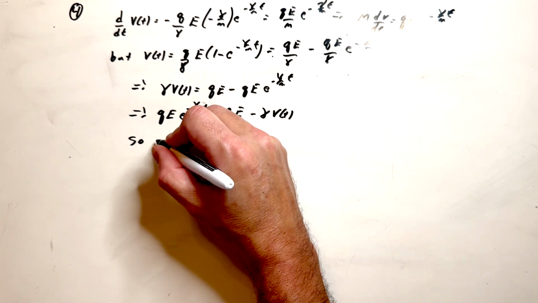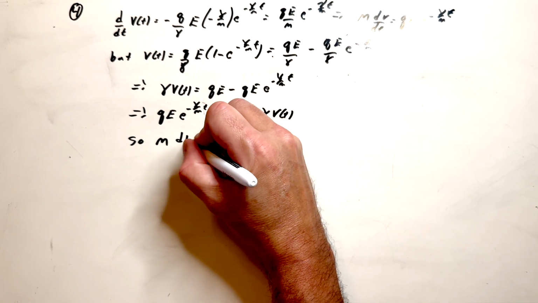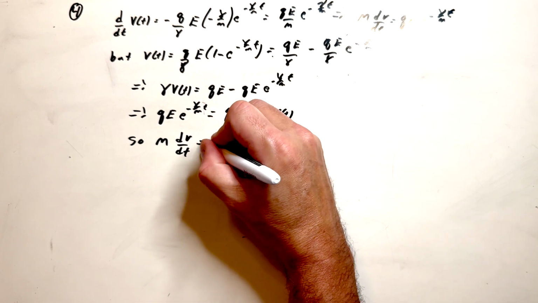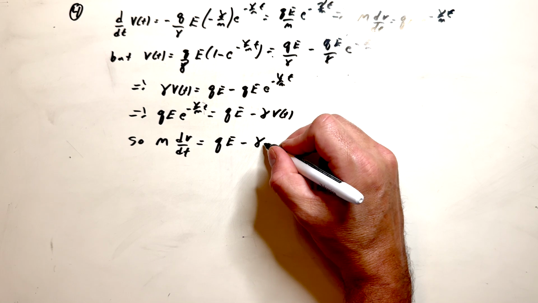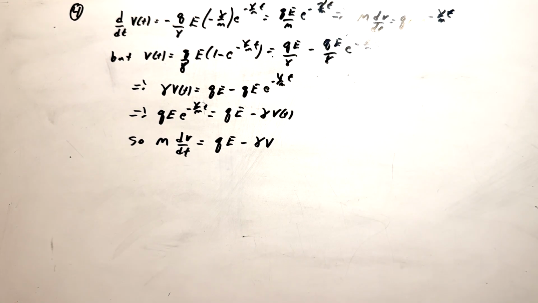So mass times dv/dt is equal to qE minus gamma times v. And that's what we set out to show. And so we've shown that this solution does satisfy that differential equation.